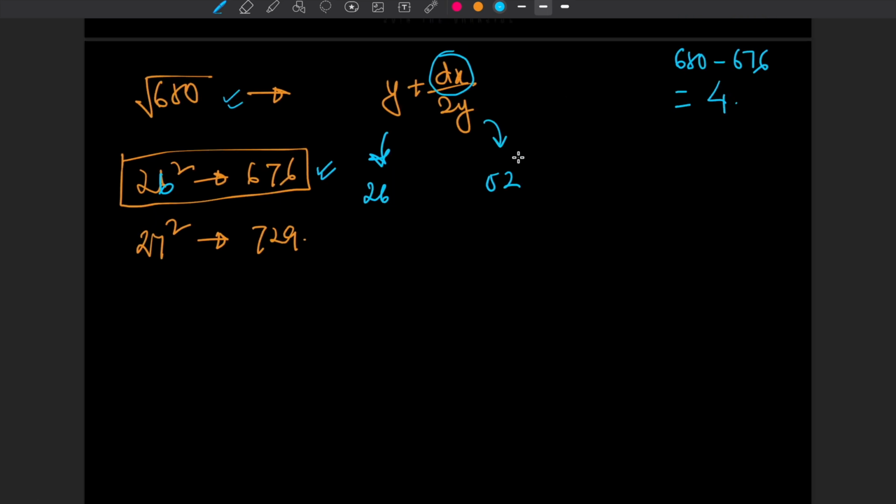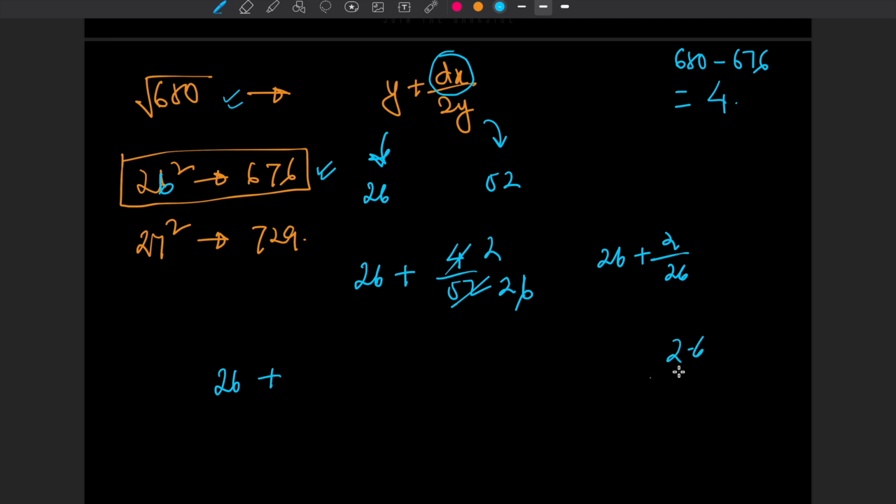So 4. Let's just place it in the formula. 26 plus dx is 4 by 52, that is 2 by 26. So 26 plus 2 by 26. How do we compute this? 2.6 by 26 is 10%, and we have 2, that should be around 7.25 approx.